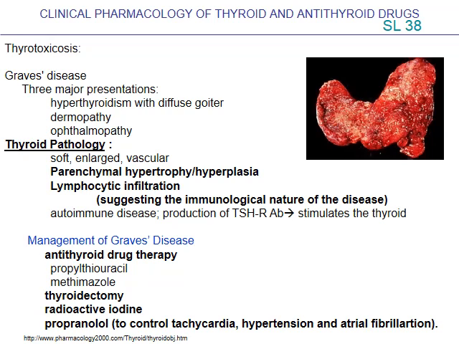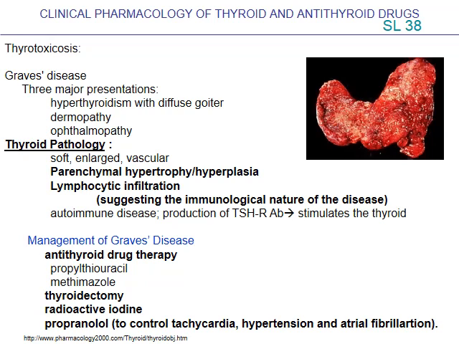The major cause of thyrotoxicosis will be Graves' disease. Generally, people with Graves' disease will exhibit either hyperthyroidism with a diffuse goiter, or they might have a dermopathy or an ophthalmopathy. The thyroid itself will generally be soft or enlarged, might be highly vascularized. The thyroid parenchyma might be exhibiting hypertrophy or hyperplasia. There may be lymphocytic infiltration that would suggest an immunologic response, or an immunological nature of the disease.